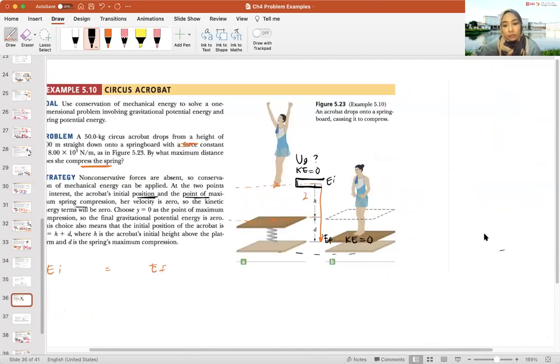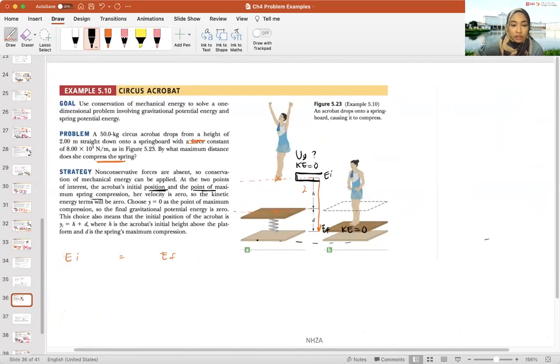When we're talking about the acrobat, the board stops the motion. There's no water there, so she's going to stop there. So KE must be 0 there. Just remember, kalau di start, 0 KE. Kalau di stop, 0 KE. So the energy is quite simplified lah. Cuma kita akan confuse sikit dengan linear kinematics. So that is the trick there. So EI equals to EF.